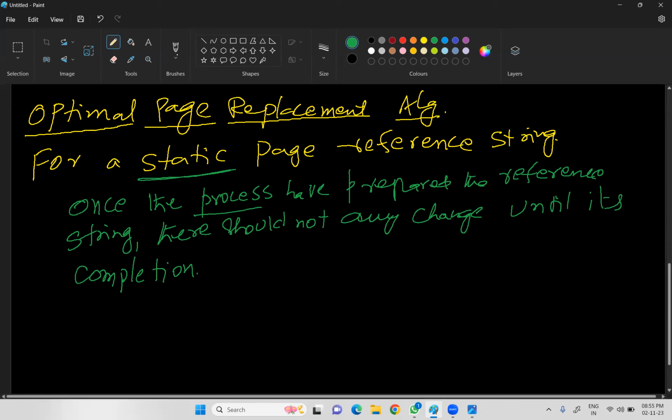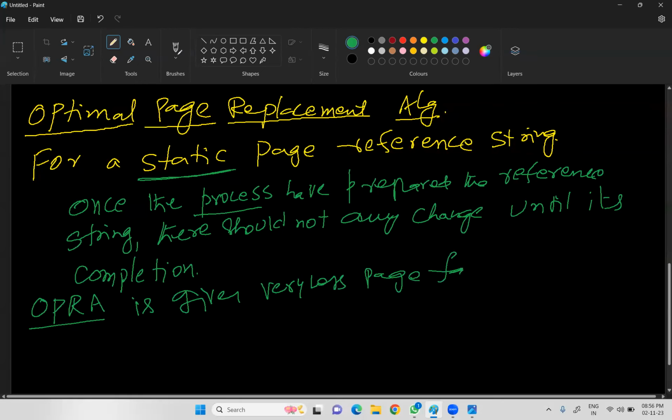OPR, in the sense, optimal page replacement algorithm. Please write it in full form. I am writing OPRA. So it gives very few page faults.